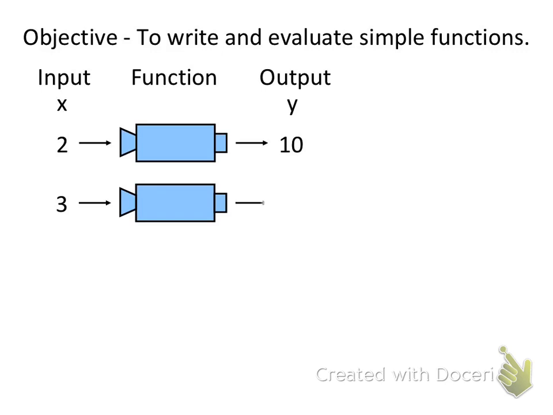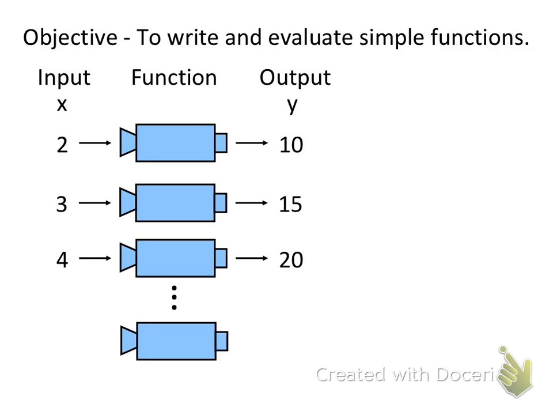15. If I put a 4 in, what would come out? 20. Okay, if I put a 5 in, right, and so on. We can predict it. What rule is happening inside this little function machine? Noah? Times 5. Whatever the number, the input, the X times 5. So it'd be 5X, right?